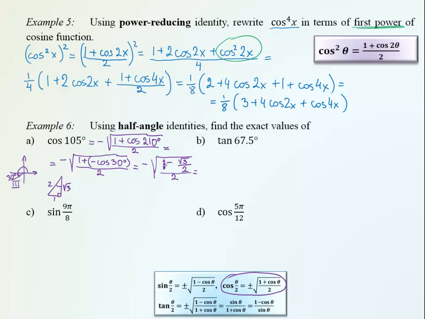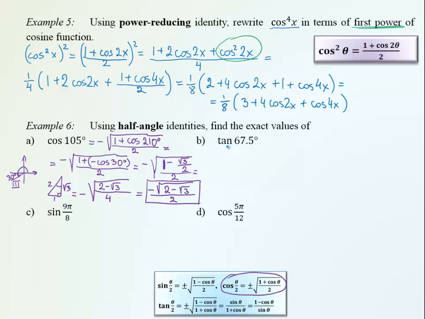So let's see 1 as 2 halves. So under common denominator we'll have 2 minus root 3, and then divided by this 2, and then divided by another 2, so it's divided by 4. And we have square root with minus here. Therefore, we can split the root over numerator and denominator. We'll end up with negative root of 2 minus root 3, everything over 2. Exact answer.